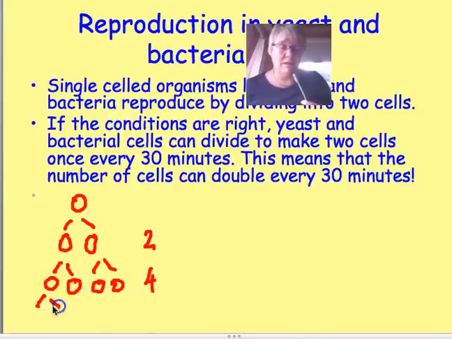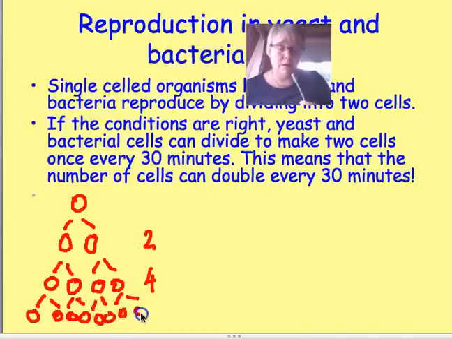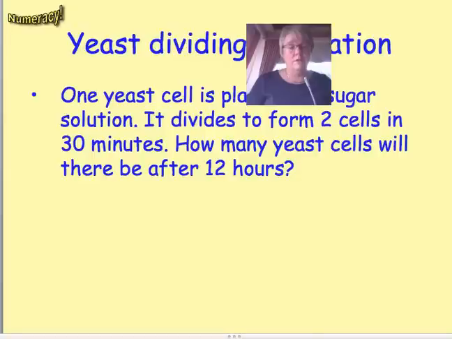Another 30 minutes later, each of these 4 cells is going to divide. We'll draw them out. And therefore we end up with 1, 2, 3, 4, 5, 6, 7, 8 cells. Another 30 minutes later, at the 2 hour mark, these 8 cells, each of them is going to double, and therefore we'll end up with 16 cells after 2 hours. What's happened is that it keeps doubling every single time.